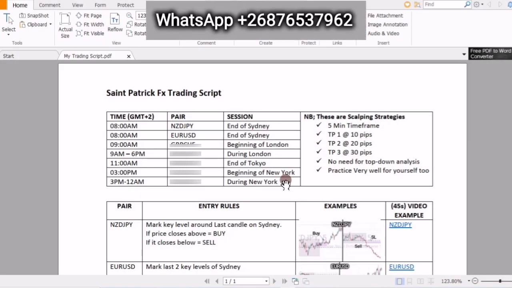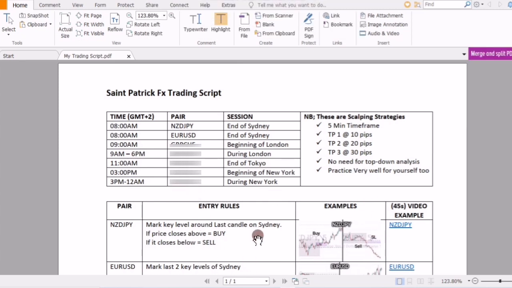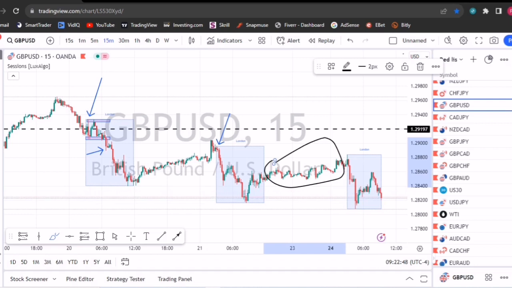For those who like to ask what is my best strategy, this is it. This script or document contains my strategy. It shows me the right pair to trade and at what time to trade that pair, because I have found out that price only moves during specific times in the market.